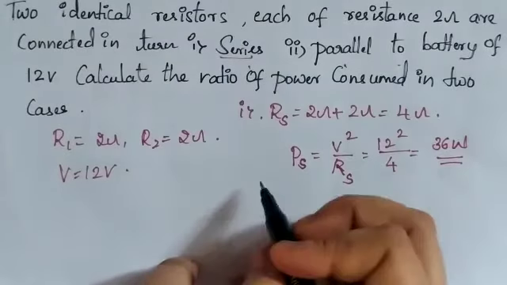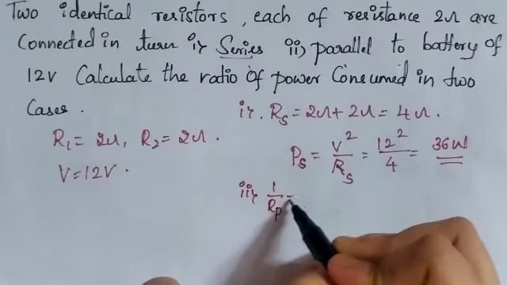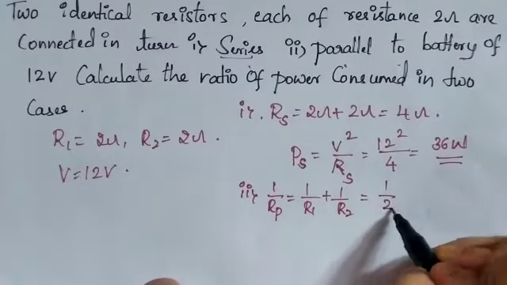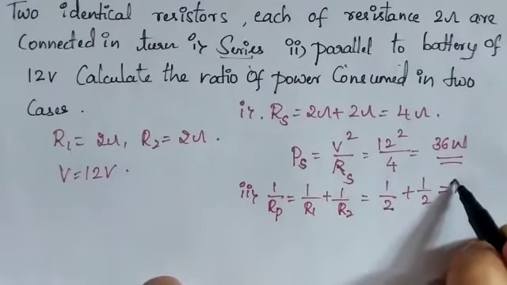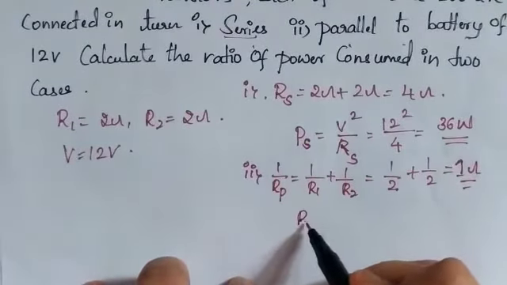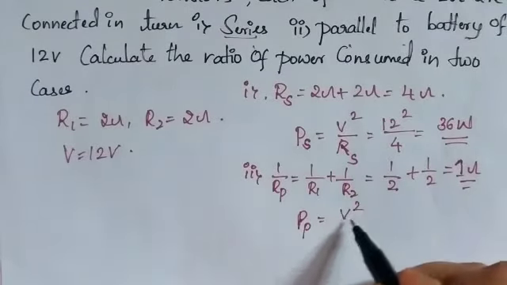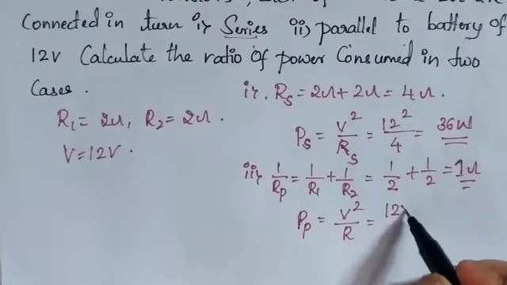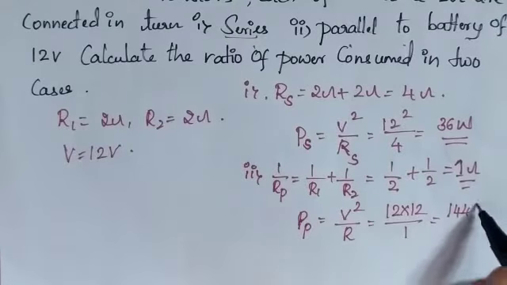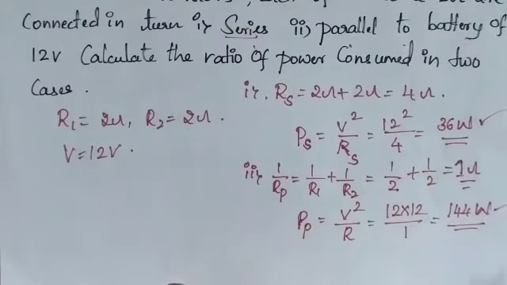Now similarly, when resistors are connected in parallel, 1 by Rp equals 1 by R1 plus 1 by R2. So that means 1 by 2 plus 1 by 2, and when resistors are connected in parallel you will get 1 ohm here. Now for PP, the power in the case of parallel, V square by R. V square is nothing but 12 into 12. 12 square by 1. So 12 12s are 144 watt. So this is the power in the case of series, and the power in the case of parallel.